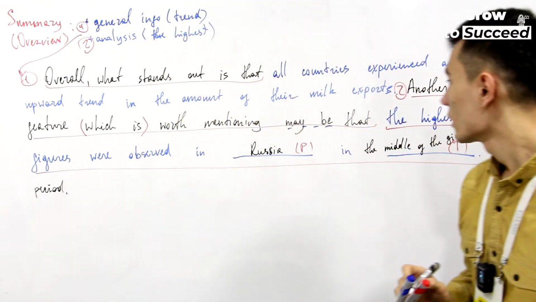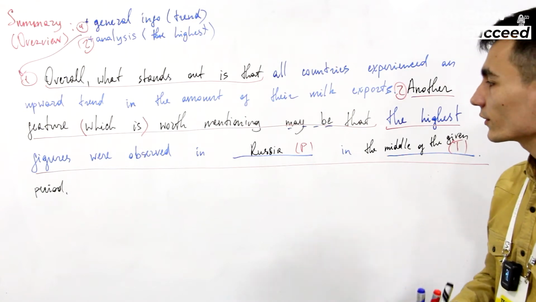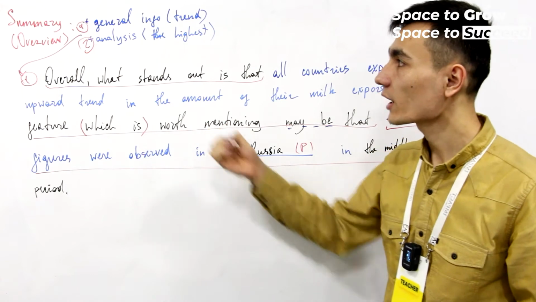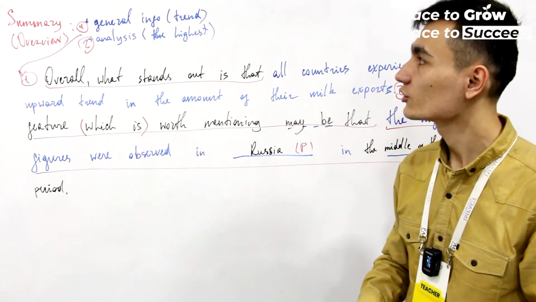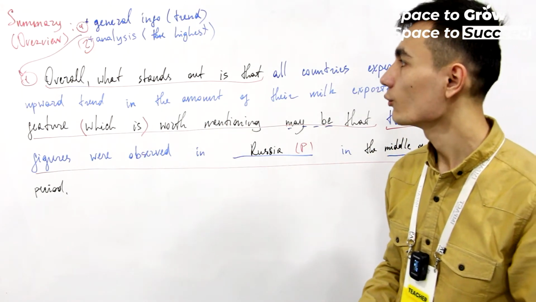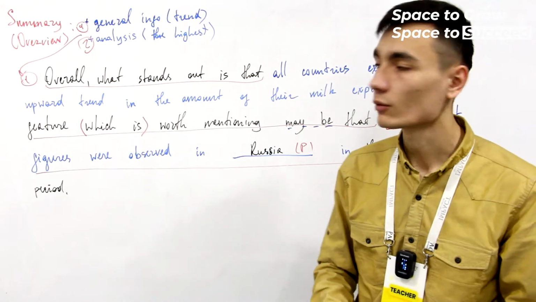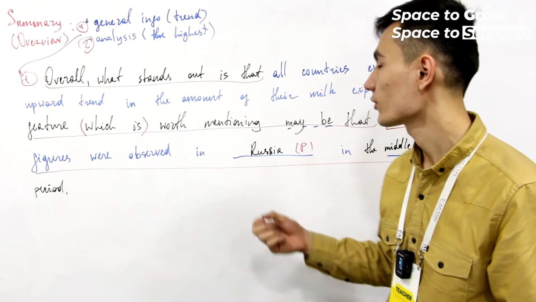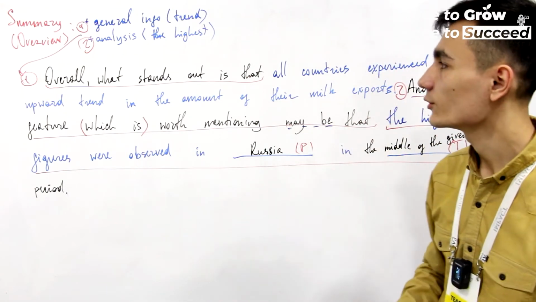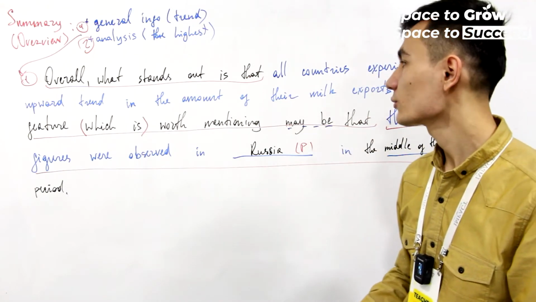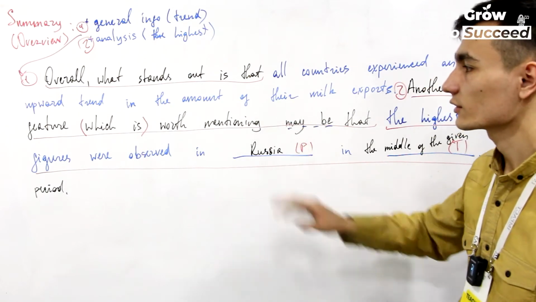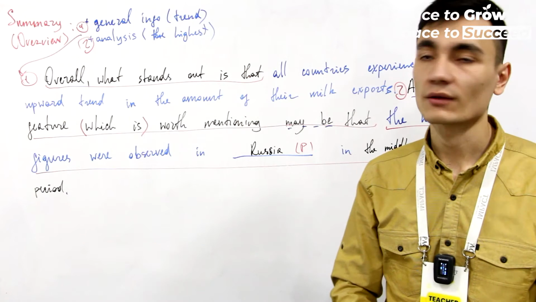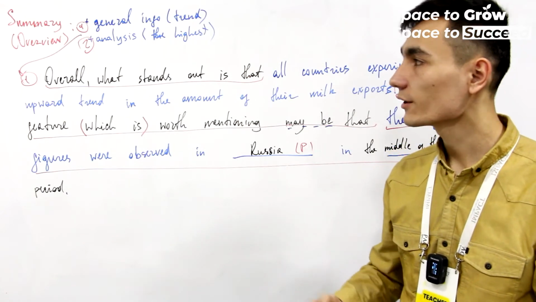So we said the highest figures were observed in Russia in the middle of the given period. Well, we had to give two sentences in summary or overview. The first one was general information in which we described the trend, which was all of them are rising, all of them increase. So that's why I said experience a rise. In analysis, we have to give the highest one, and it's also one's template, and we just give this one too. If you have any questions, you can just leave them in the comments. I hope everything is clear.